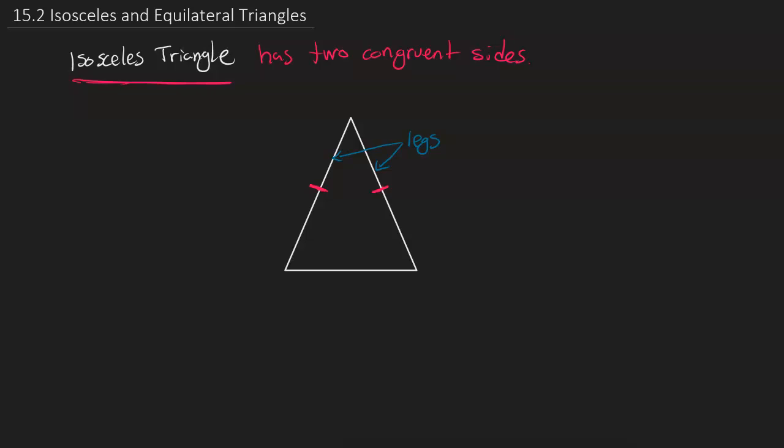Opposite of those legs, we have right here and right there. Those would be the base angles. And the base angles are actually congruent. So the angles opposite the sides are also congruent. And then we have what we would call the base. This segment right here would be referred to as just the base. And this angle would be referred to as the vertex angle.